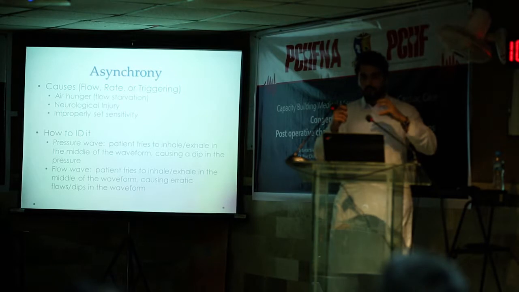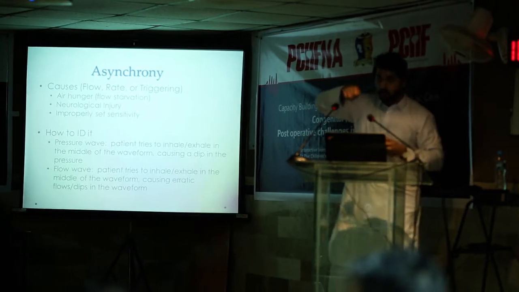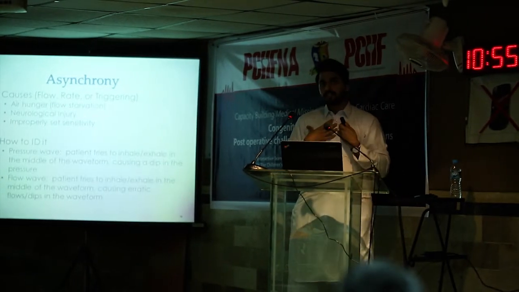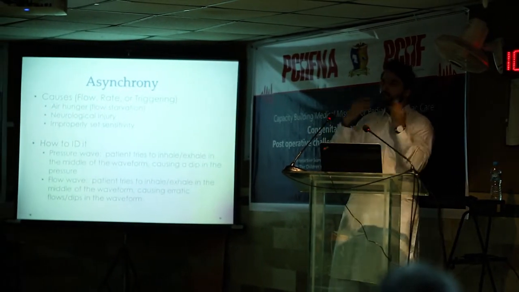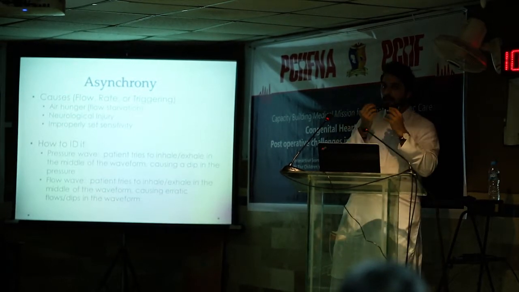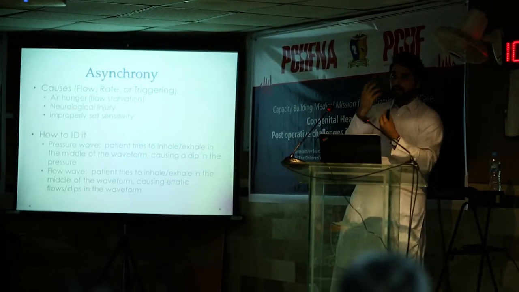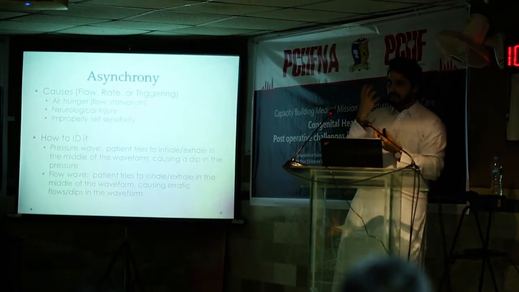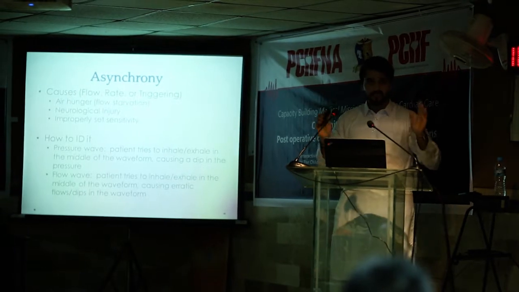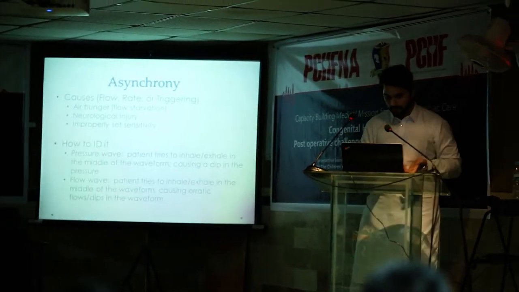So if the flow of the ventilator, sometimes we can set the flow, or sometimes it's set by the IE ratio, if it's low, the patient will feel, okay, I need more flow, give me more flow. So he'll be breathing above the ventilator. He's hungry for the air. By air, I mean flow. So he's hungry for that flow. This is air hunger. We can always fix that by increasing the flow.